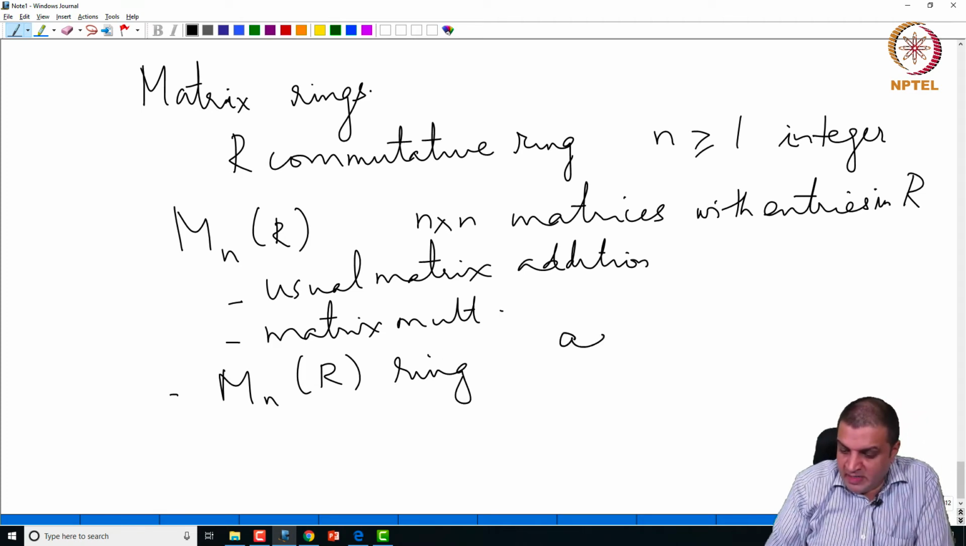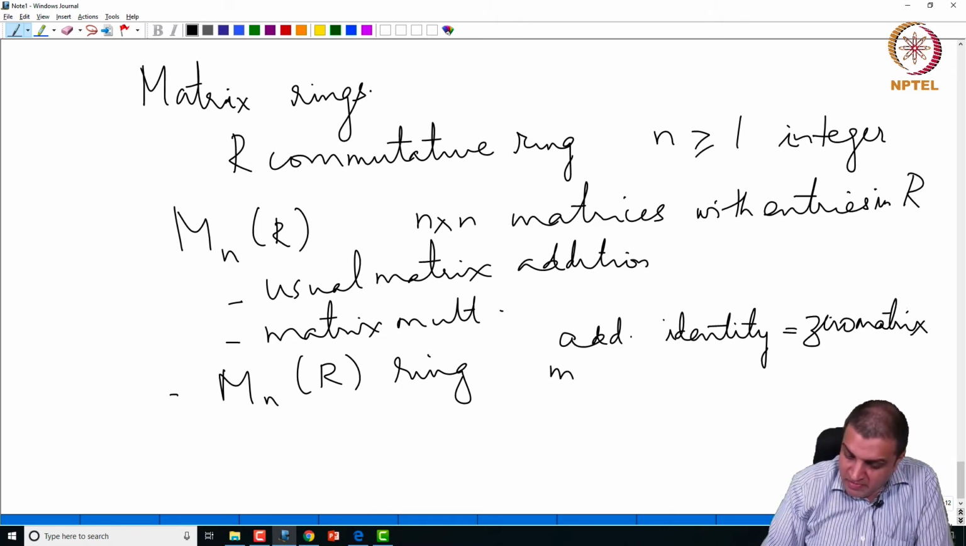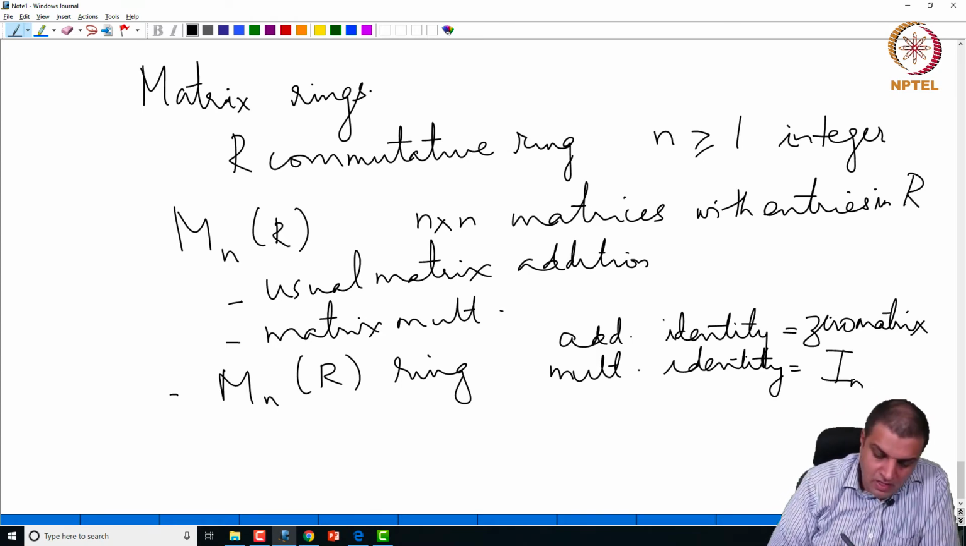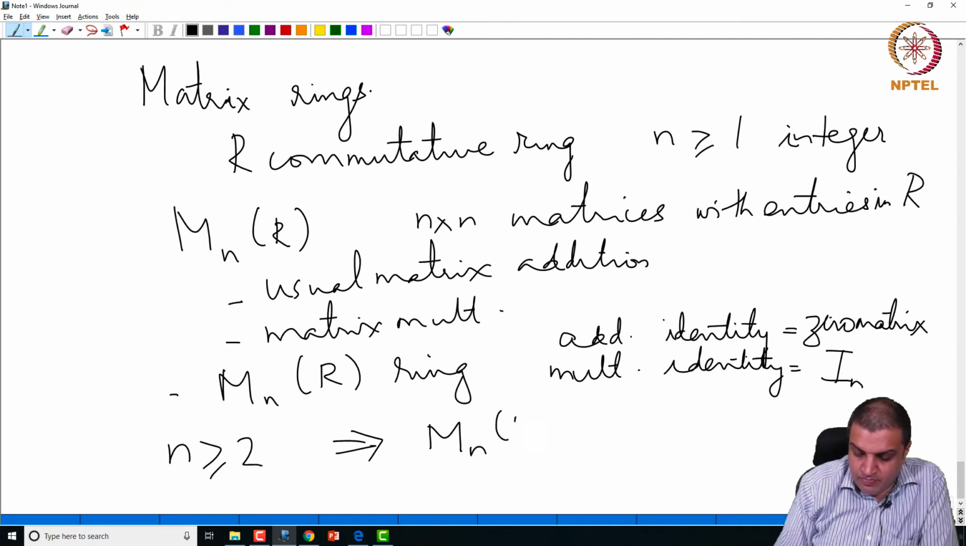The additive identity is the zero matrix, and the multiplicative identity is the identity matrix, the n by n identity matrix. However, if n is greater than or equal to 2, then this is a non-commutative ring.